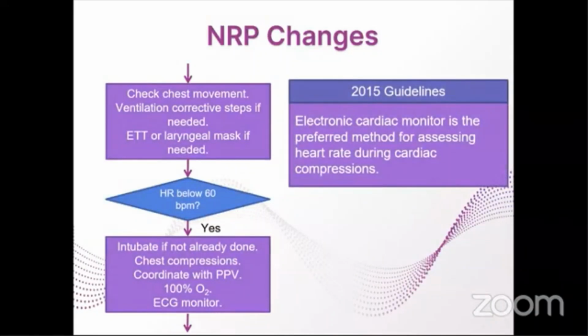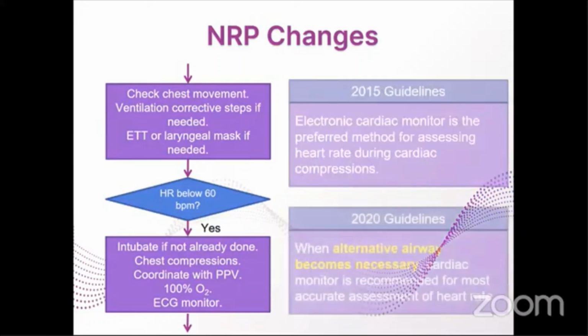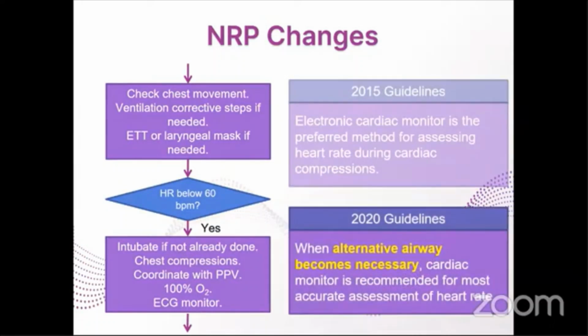And in 2015, what they said was that the electronic cardiac monitor is the preferred method for assessing heart rate during cardiac compression. So we are no longer interrupting our resuscitation with auscultation or looking for umbilical arterial pulsations. But the 2020 guidelines made it very clear that whenever you need an alternative airway, don't wait until you are going to have cardiac compression. The moment you try to intubate, the moment you try to put in a laryngeal mask airway, go ahead and connect the baby to an ECG monitor, because this gives us the most accurate measurement of the heart rate.